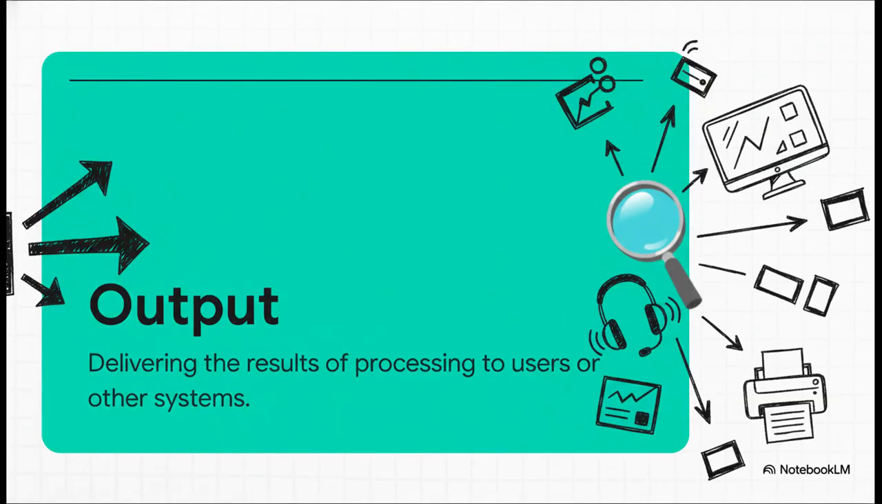All right, so the computer has taken in the information, it's done its thinking. Now what? Well, it's got to communicate the results. It has to talk back to us, right? Well, that's output. It's how the computer shows us or tells another device what it came up with.